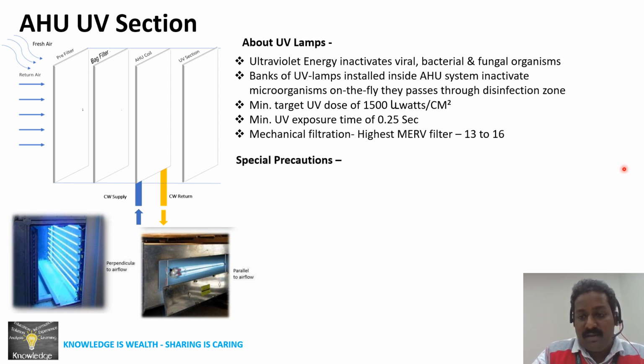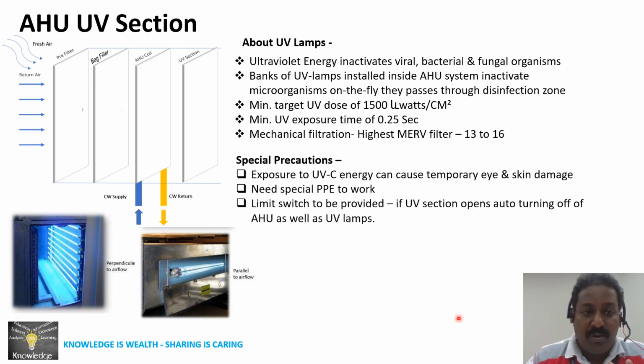Next is special precaution. Precaution has to be taken because exposure to UV lights will cause temporary or permanent eye and skin damage, so special PPE is needed to work with the UV section. One important thing we need to know is that a limit switch has to be provided for your UV section. If someone opens it, the AHU should automatically be turned off, as well as the UV lamps. Usually the fan section has a limit switch: if somebody opens the fan section, the AHU and the fan automatically turn off. The same limit switch provision has to be provided for the UV section also.